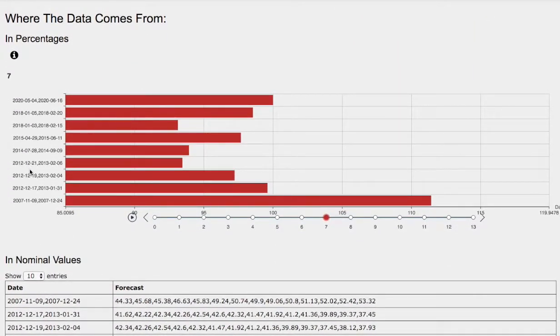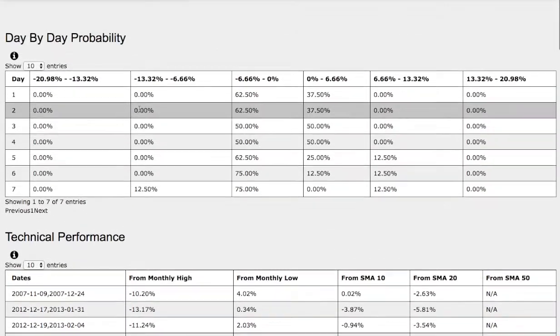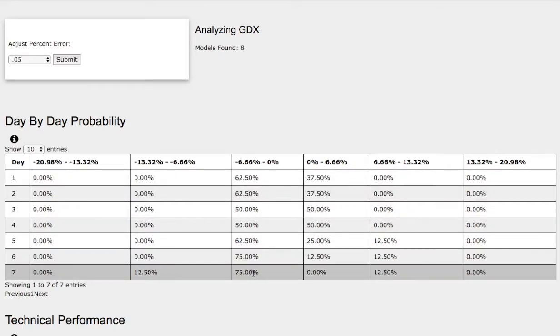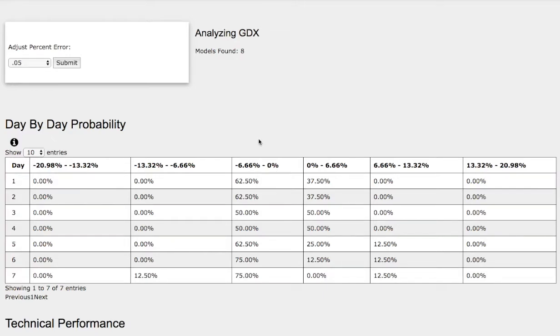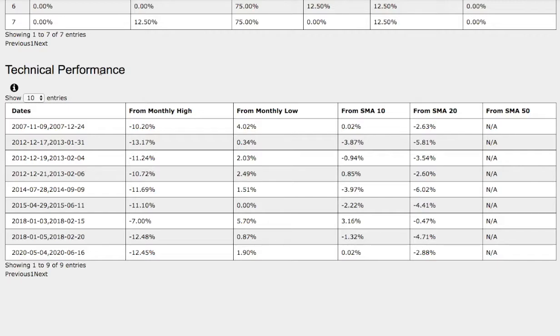So the model that we just examined was April 29 to June 11, 2015. GDX was down roughly around 2.4% or 2.3% in the next coming days. And if we head back to the day-by-day probability model, that coincides with this standard deviation of 75% chance between 0 to negative 6.6%. And let's examine more closely the technical performance of each trend.